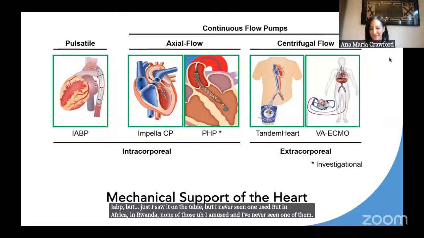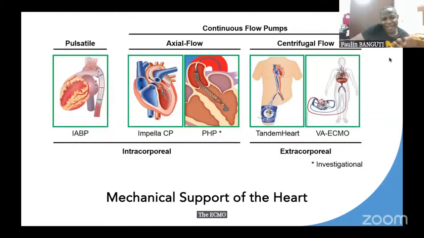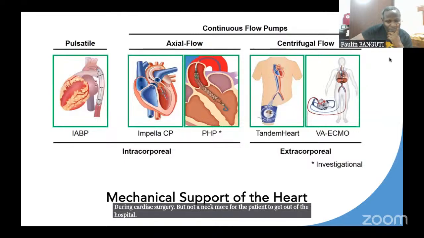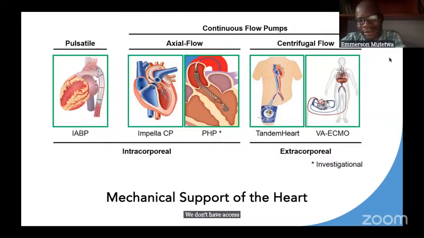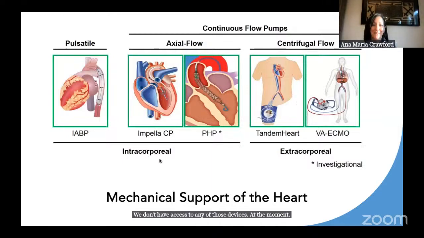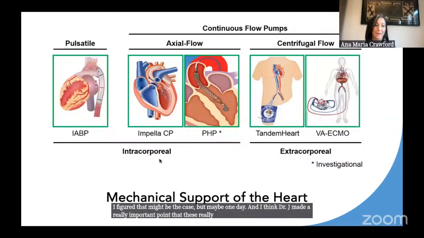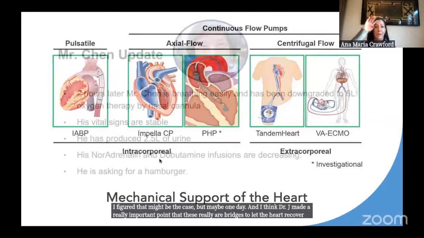Dr. Emerson. The ECMO I've seen when we failed to get off the pump, and we put the patient on an ECMO during cardiac surgery, but not an ECMO for the patient to get out of the hospital. We don't have access to any of those devices at the moment. I figured that might be the case, but maybe one day. And I think Dr. J made a really important point that these really are bridges to let the heart recover, or bridges to transplant.